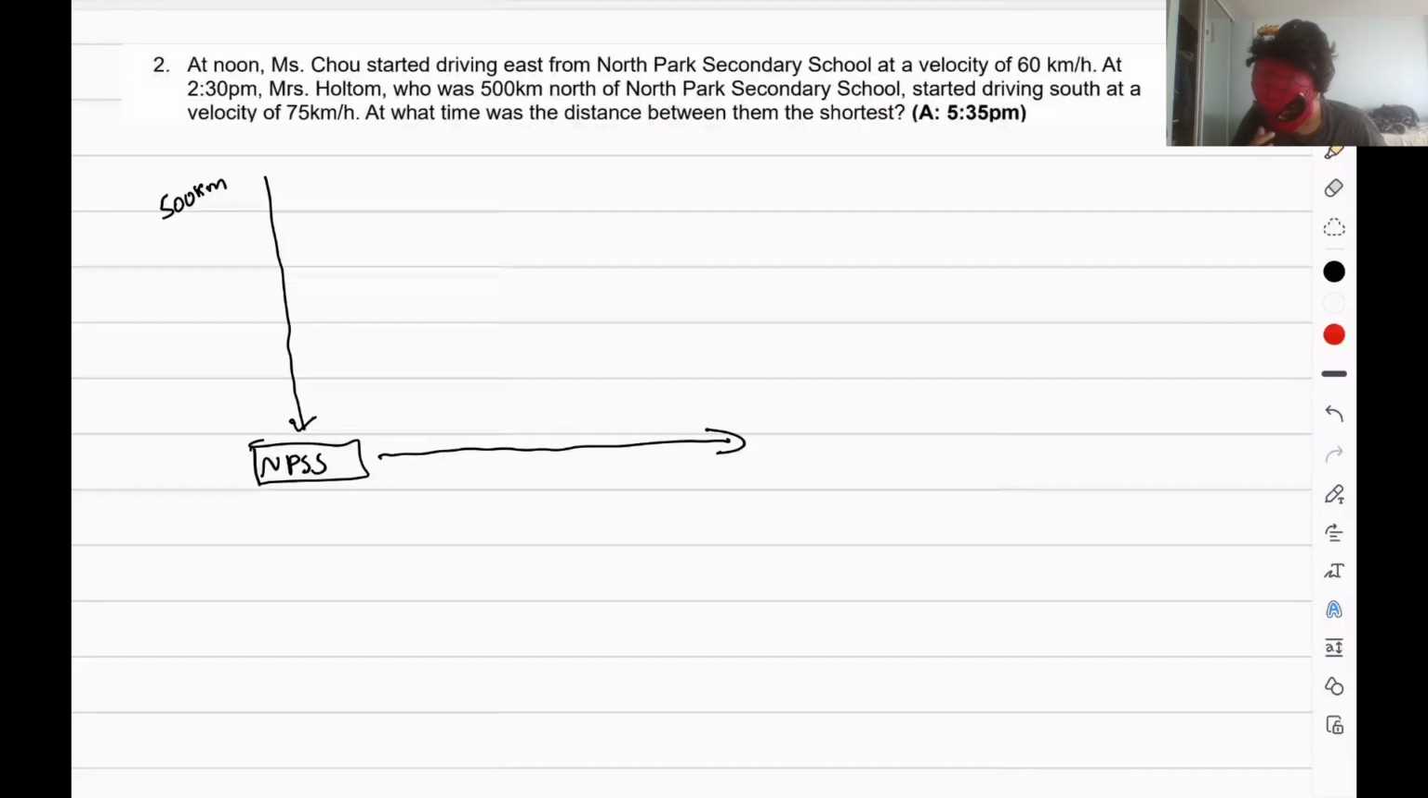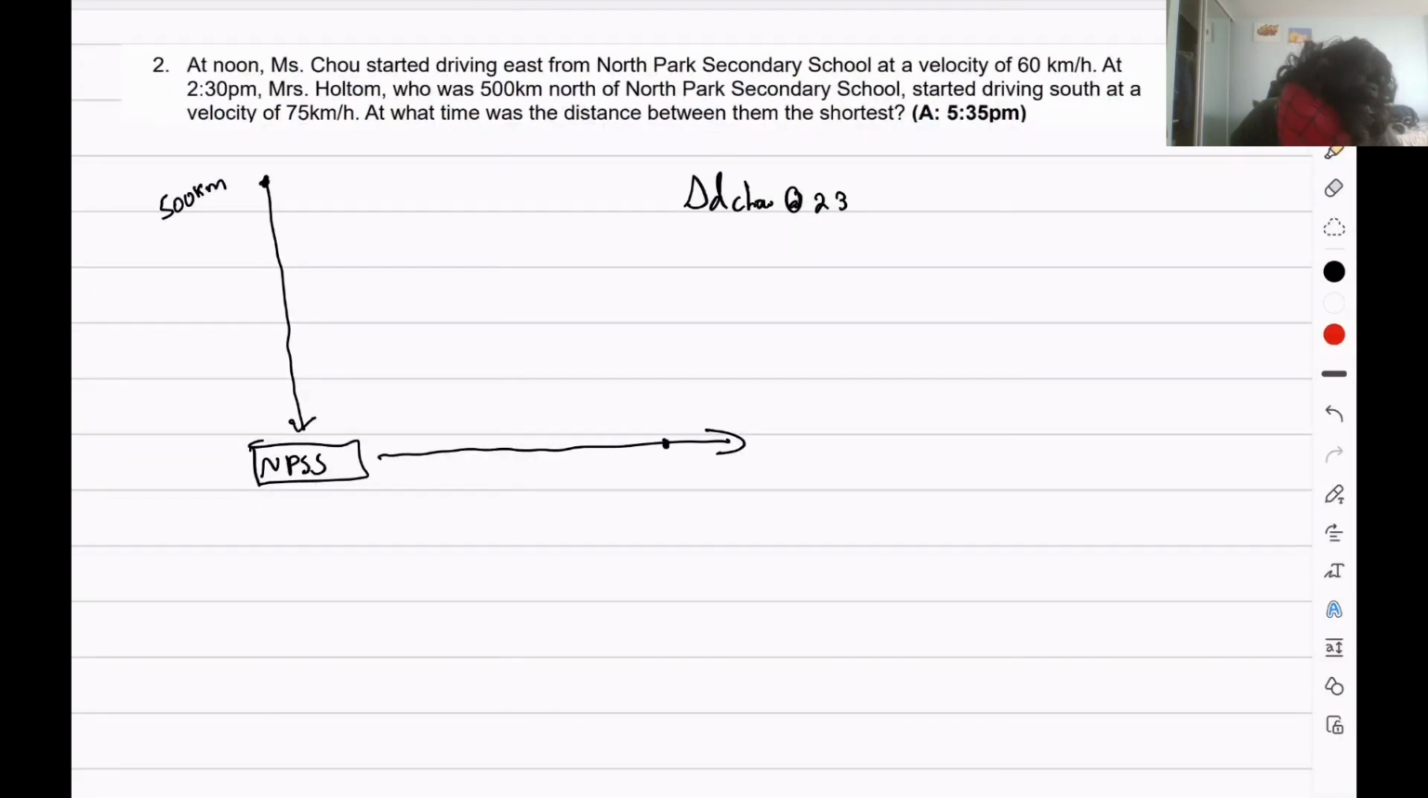But while Ms. Holtum started at 2:30, Ms. Chow was already driving, so she had already covered some distance from North Park. Let's calculate that distance, because we want to find the least distance between them. We can use distance equals velocity times time. Ms. Chow's velocity is 60 kilometers per hour, and the time elapsed since 12 p.m. is 2.5 hours. So she had covered 150 kilometers away from North Park.